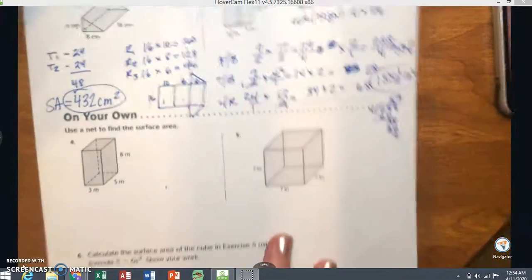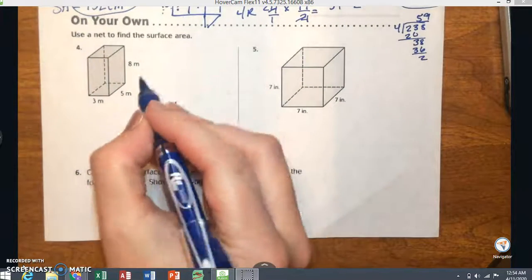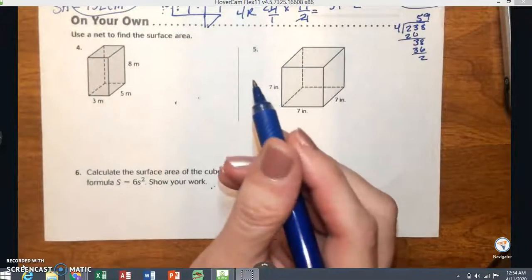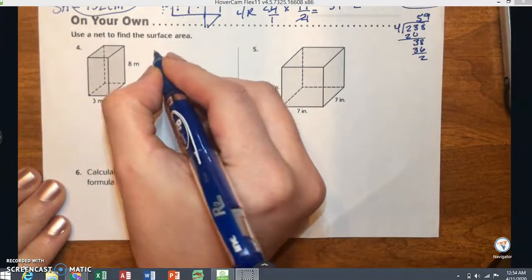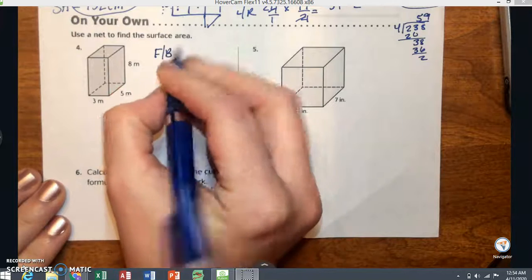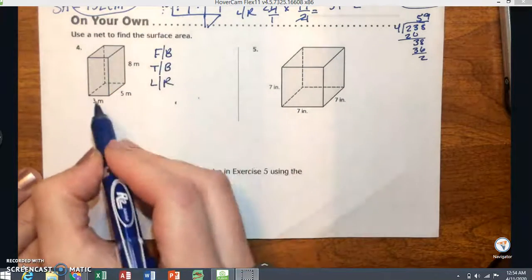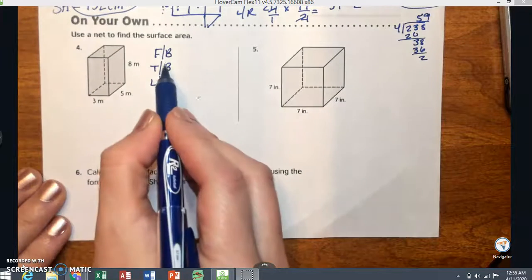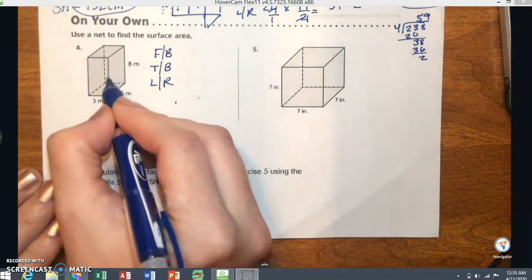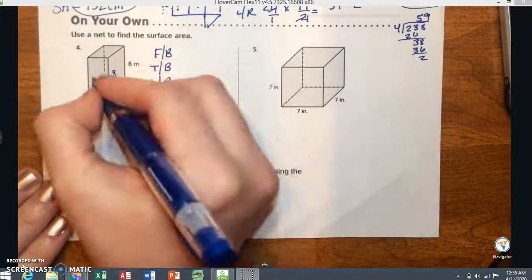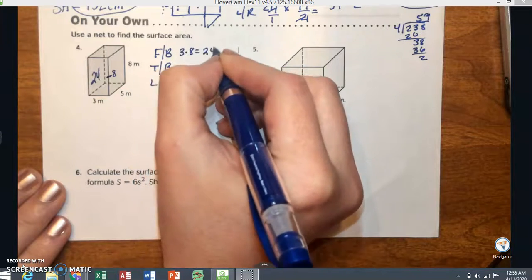So that was probably the hardest problem that we'll do today. Here's your next one. So here we've got another rectangular prism. So remember, we're going to do the front and the back, the top and the bottom, and the left and the right. So I'm going to go ahead and start with the front. We'll call this the front. So we've got 3 times, since this is 8, this right here would also be 8. So 3 times 8. So that means the front and the back. 3 times 8 is 24.